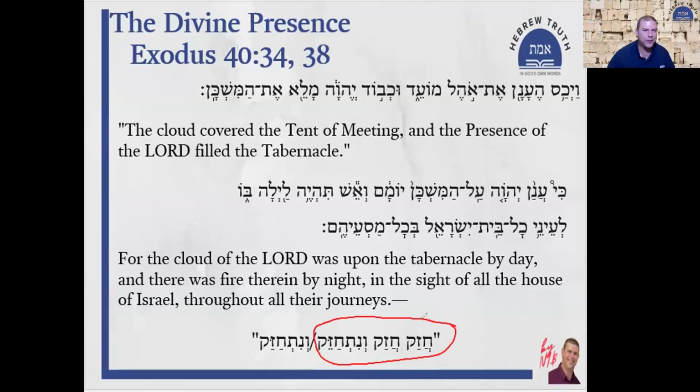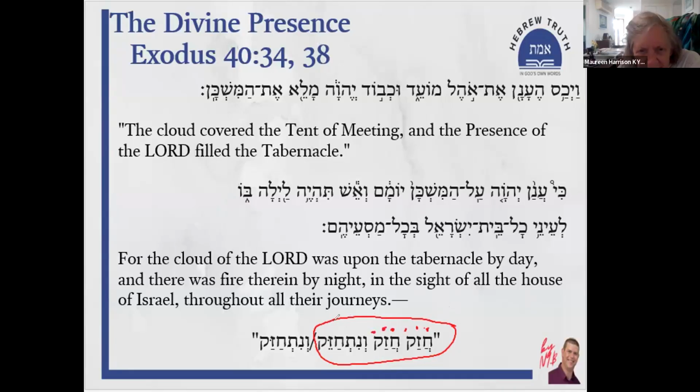So you can see the root immediately. Chazak, be strong. Right, and be you strong, strengthen. And let us all be strong. Why? Because you will be strengthened.